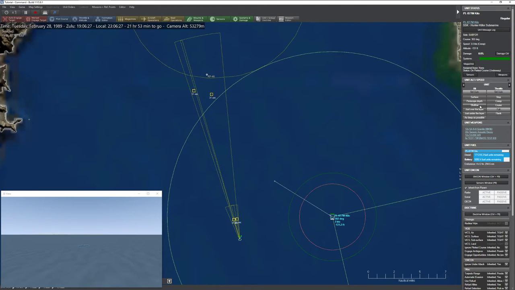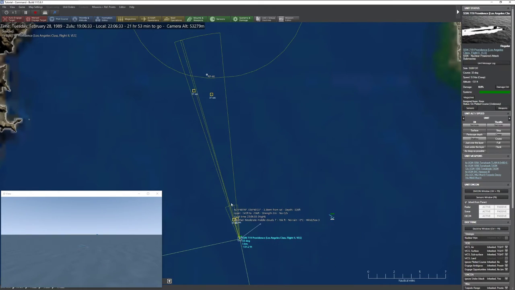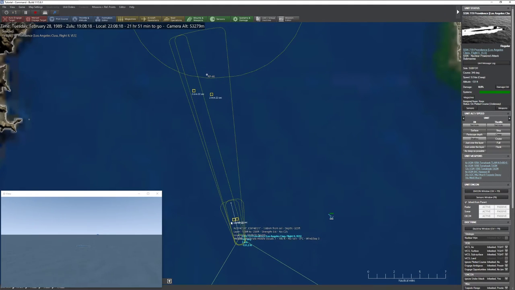Come up to full. Take yourself nice and shallow. All right, meanwhile, we're going to have to put our nose back into the other guy because he's going to detect us if we expose our side too much to him. All right, spin us around. Okay, nice and slow. All right, that was 2 minutes and 23 seconds ago, which would put him right about here.